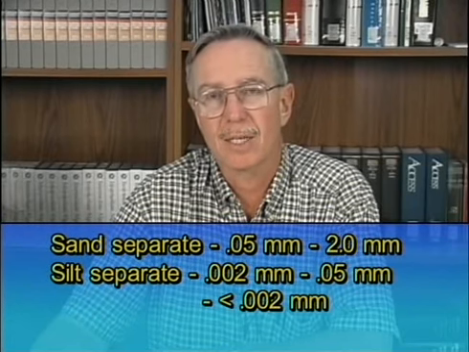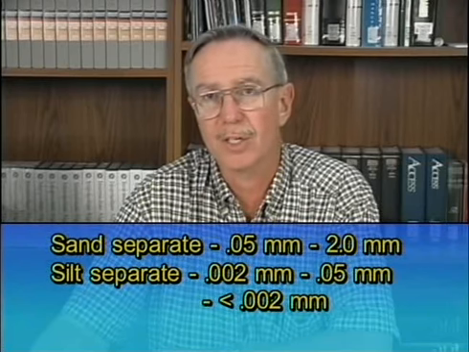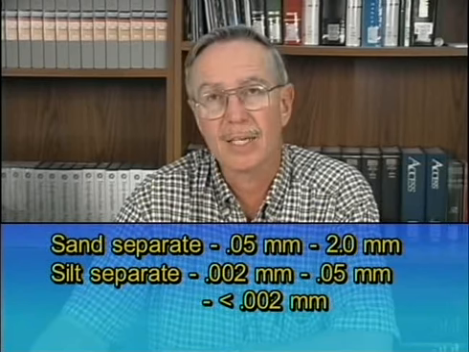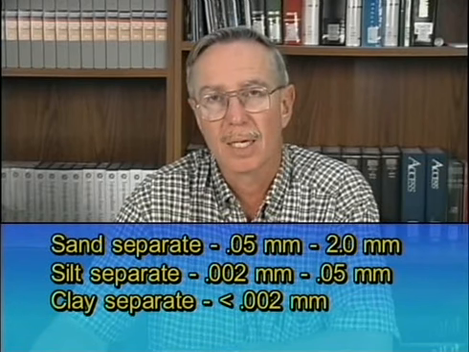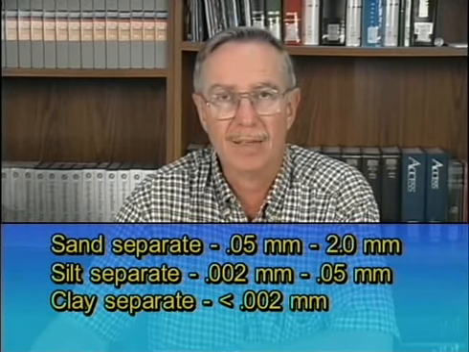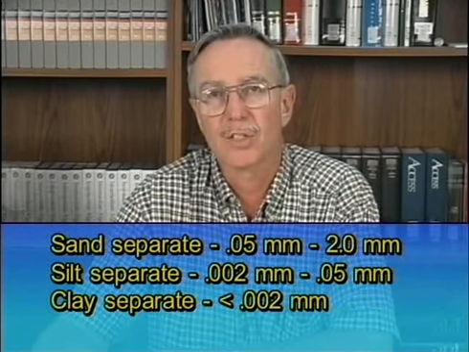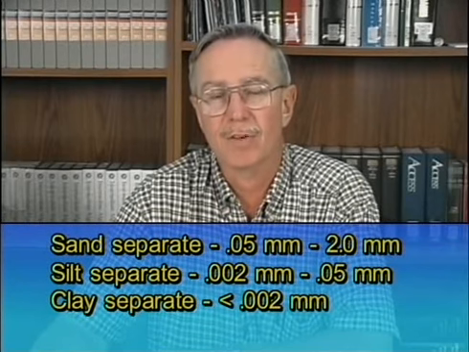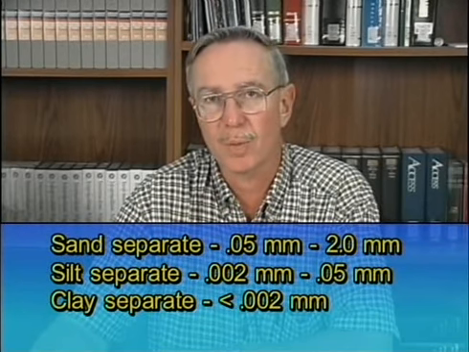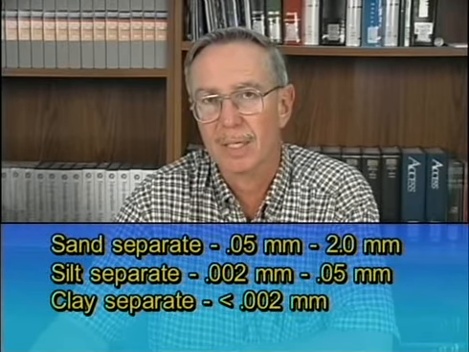Anything less than 0.002 or 2/1000ths of a millimeter in terms of effective diameter would fall into the clay separate of the soil. So once again, we have the clay from 0.002 on down or smaller, silt from 0.002 up through 0.05, and then from 0.05 to 2.0 millimeters in effective diameter, we have the sand-sized particles.